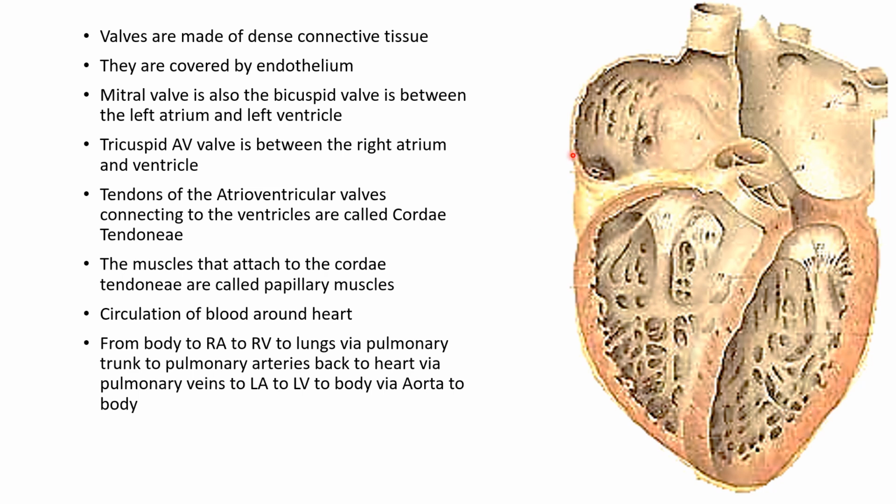And so when we circulate blood in the heart, blood comes from the body to the right atrium, through the tricuspid valve to the right ventricle, from the right ventricle through the pulmonary trunk to the lungs, to the pulmonary arteries, to the left atrium, bicuspid valve, left ventricle, aorta, and then it goes through the rest of the body.